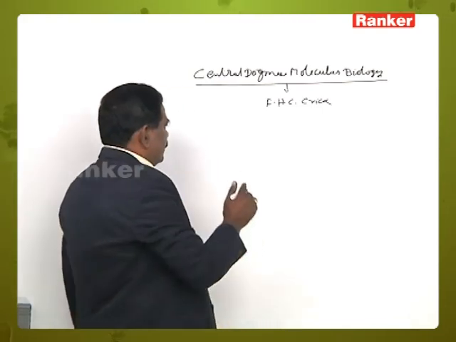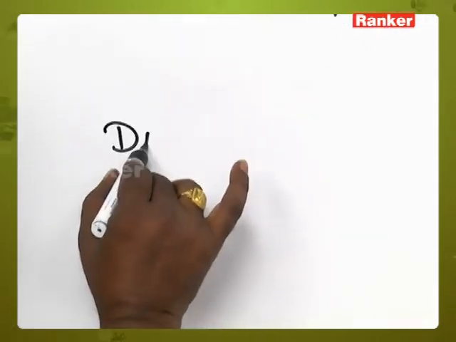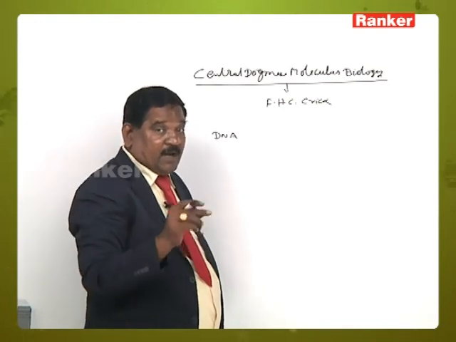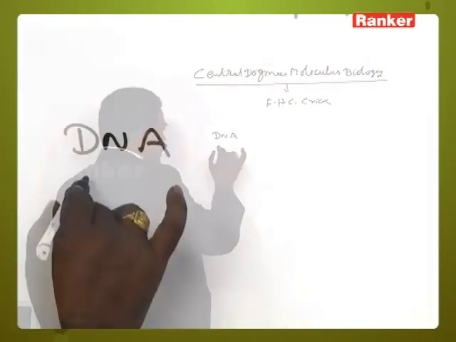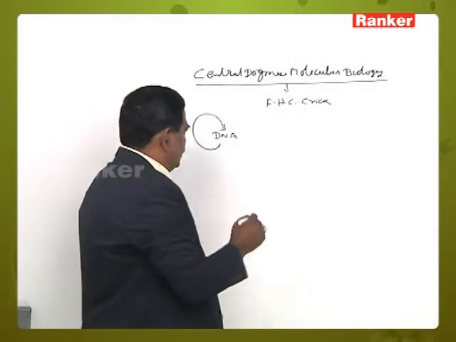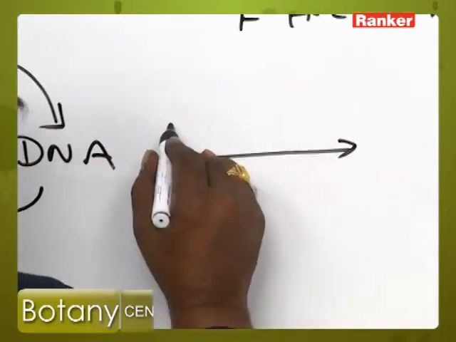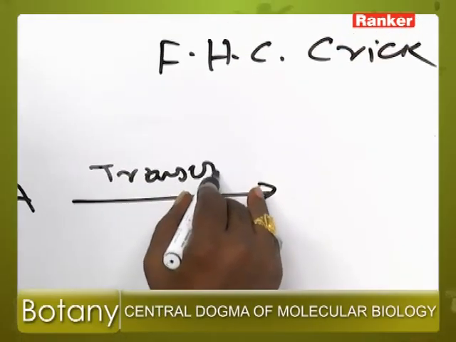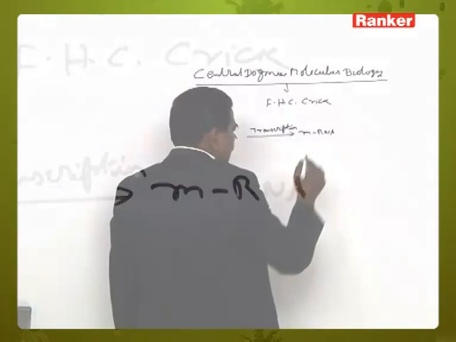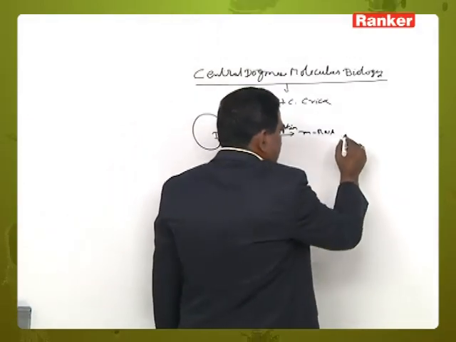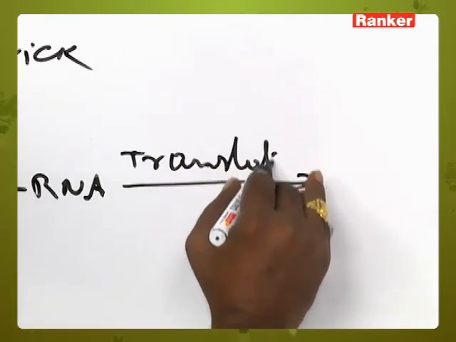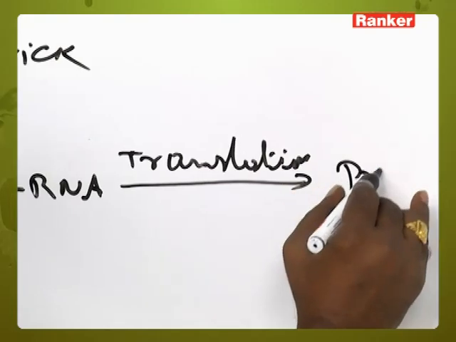According to this, the genetic flow is unidirectional or linear. According to him, from DNA, DNA is formed by autocatalysis. From DNA, by transcription, mRNA is formed. By translation from mRNA, protein is formed.